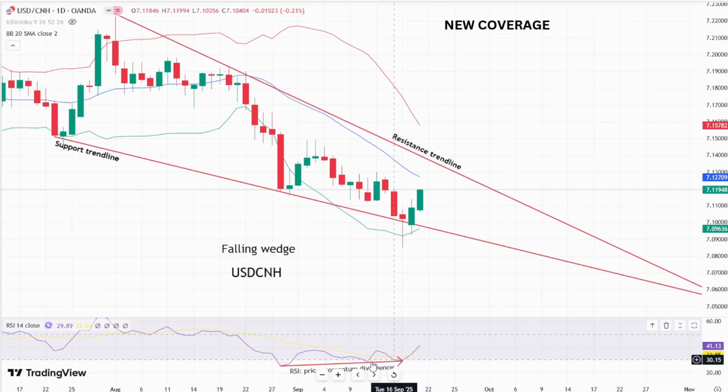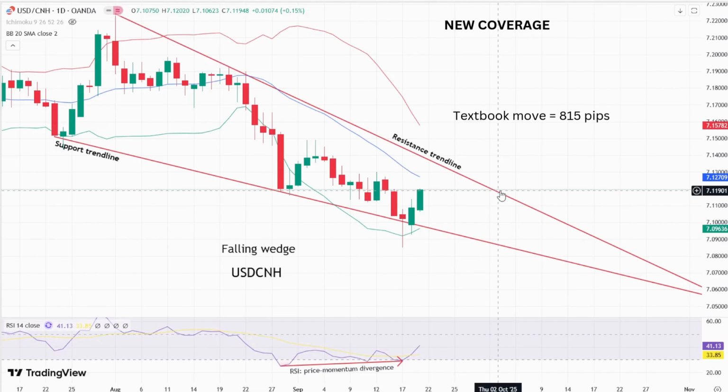divergence on the RSI, meaning we can see that price comparatively is lower over here, but the RSI is comparatively higher, and this usually suggests a near-term rebound. This bullish pattern will be complete if there is a breakout above the resistance trend line, and if true, it suggests a potential move of around 815 pips.